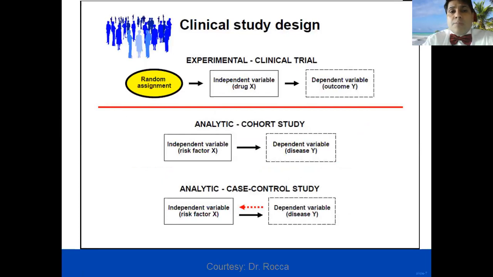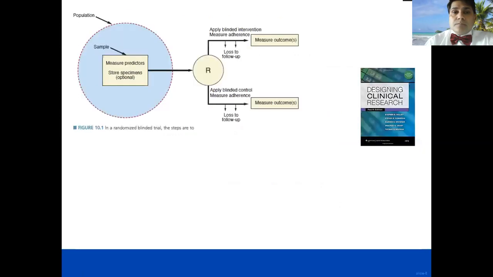Another way of showing how the randomized control trial, the experimental trial, stays on the top of it. We've talked about the cohort studies and case control studies, how analytic they are. This is an experimental trial where you are actually introducing an intervention. You're doing a random assignment, looking at the independent variable, drug X or intervention X, and looking for a dependent variable, outcome Y, and then trying to infer from it, in hopes of changing clinical practice.